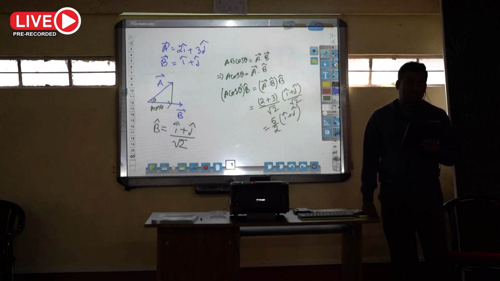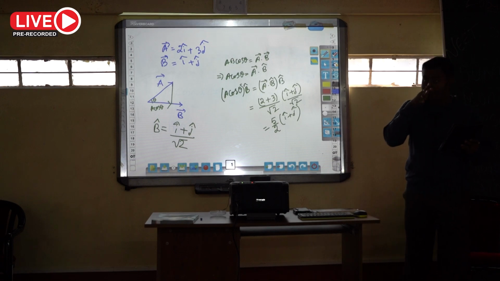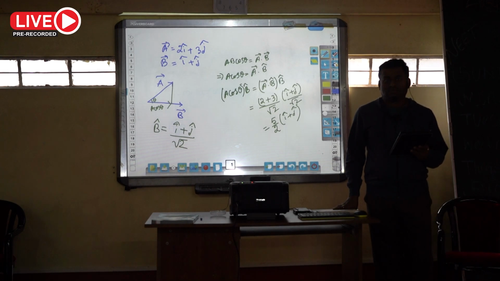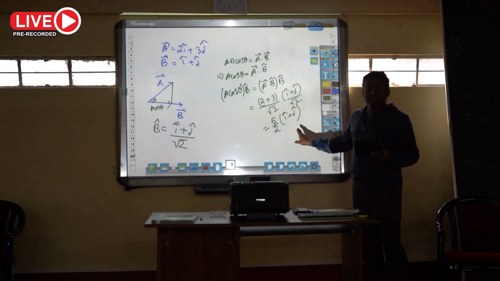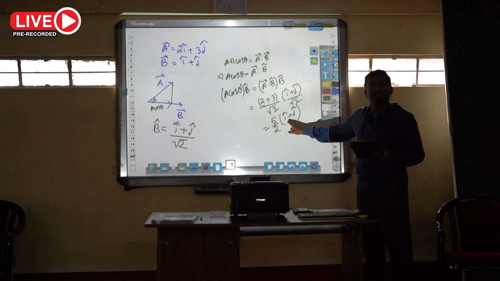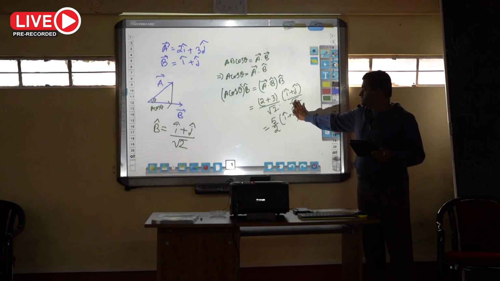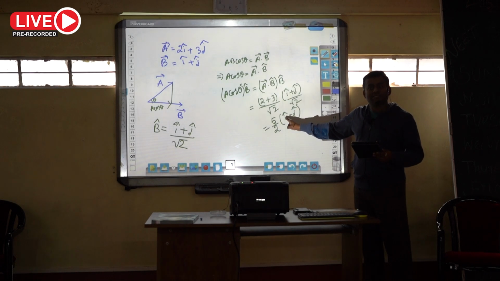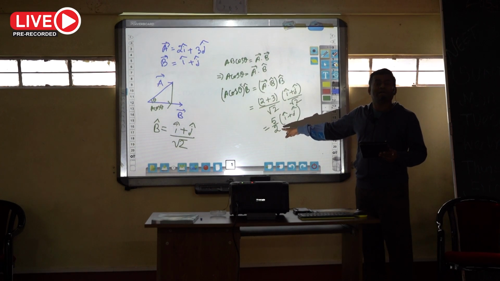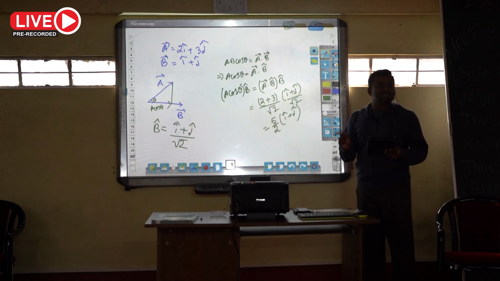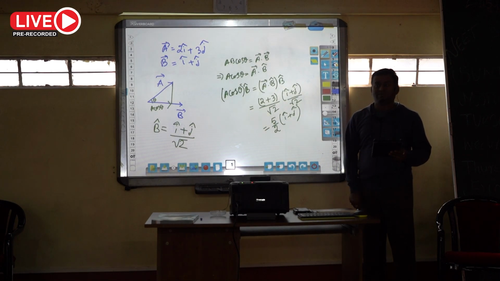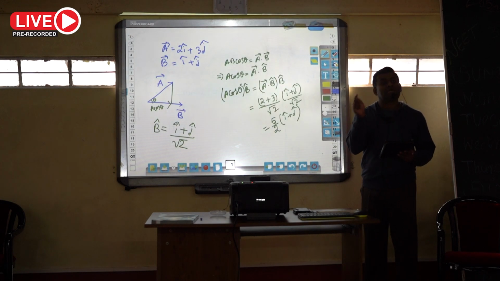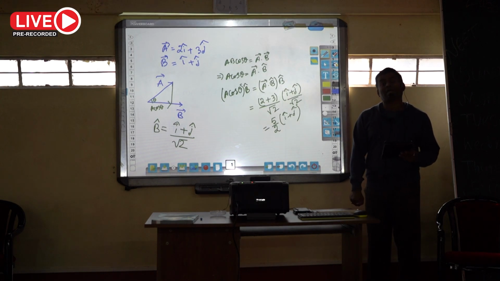Then question number 11. This part needs to be very careful. If it is coming 5 by 2 i cap only, then you can say that i cap is a unit vector, so 5 by 2 is the magnitude. If it is coming 5 by 2 i cap plus j cap, then you cannot say 5 by 2 is the magnitude, because i cap is a unit vector, and separately j cap is a unit vector, but i cap plus j cap is not a unit vector because its magnitude is root 2.